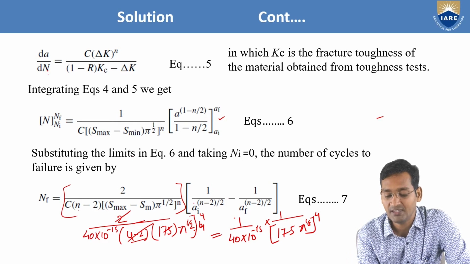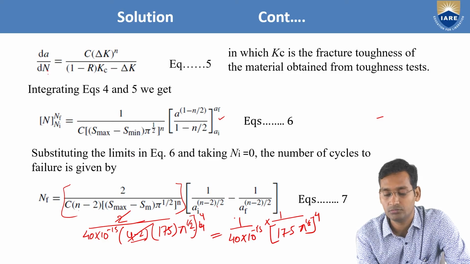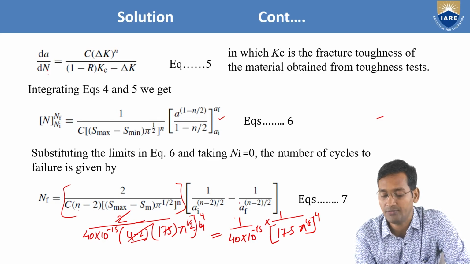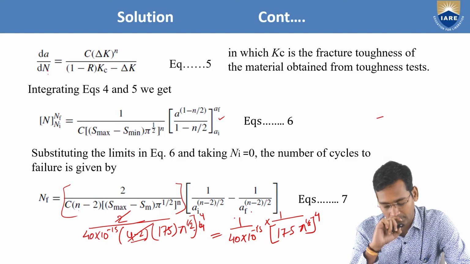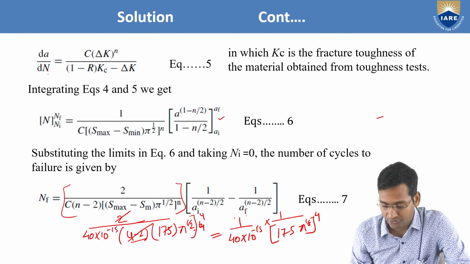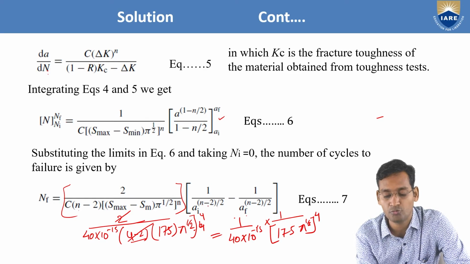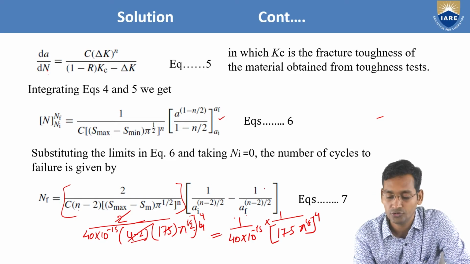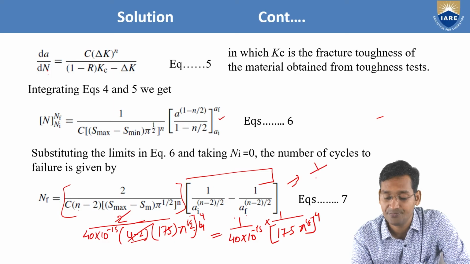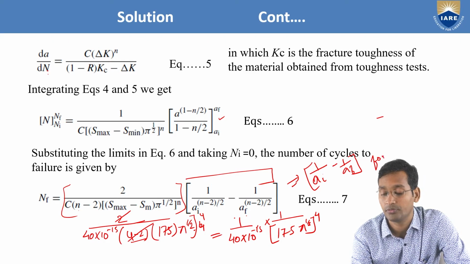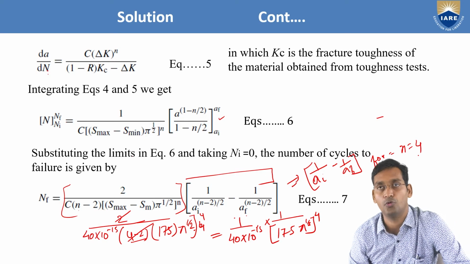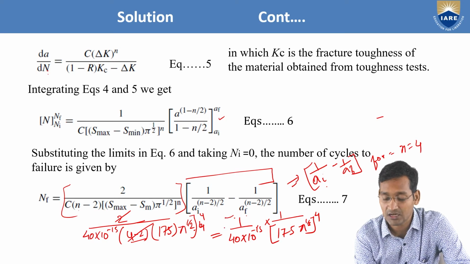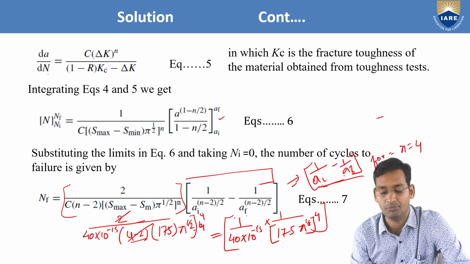What is here? 1 by AI to the power n minus 2 by 2, minus 1 by AF to the power n minus 2 by 2. Just now we found this AF. After finding this, n is 4, so 4 minus 2 by 2 is 2. After simplifying this term, we can write this as 1 by AI minus 1 by AF, and this term will be with n equals to 4.